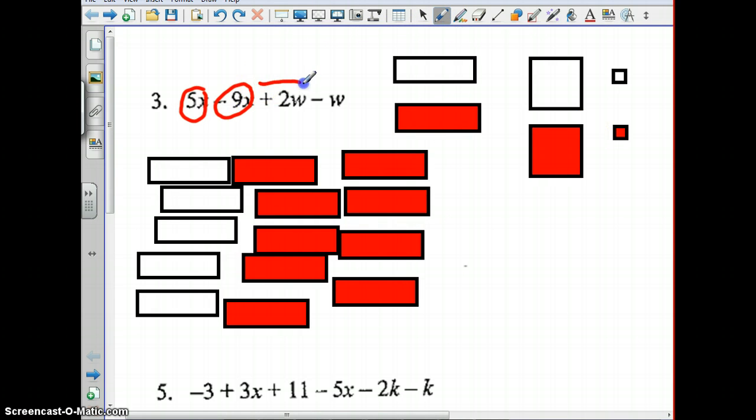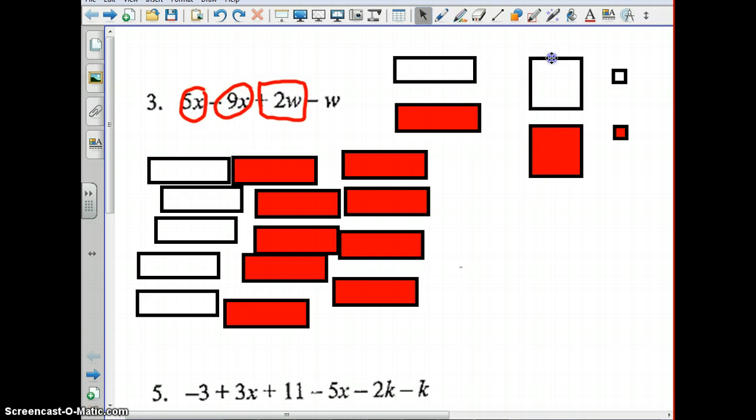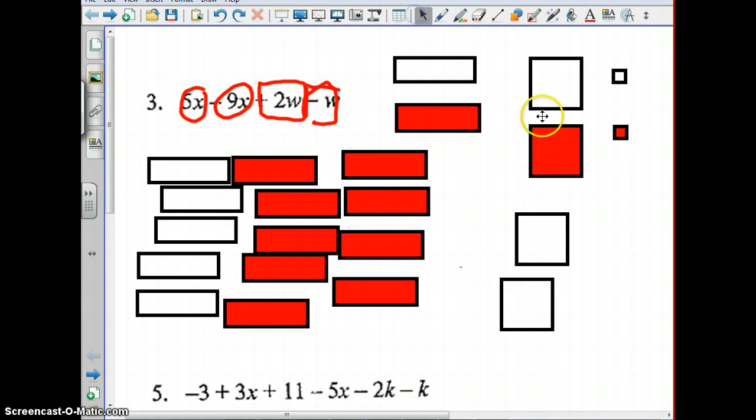Then what's the next term? Positive 2 w's. So we're going to call these w's today. So I'll get 2 positives. Whoops, there we go again. 1, 2. And what's the last term? Yeah, 1 negative w. Let's put a box there too. Negative w. So we're going to get 1 negative.